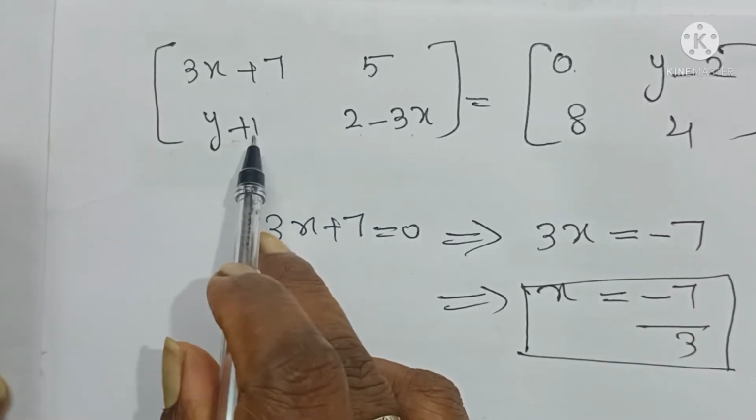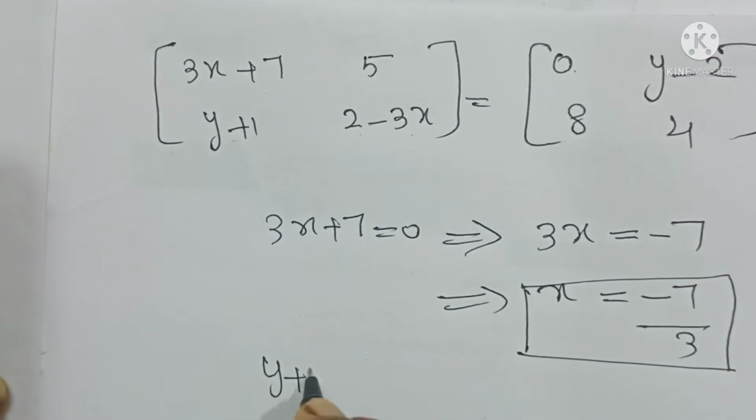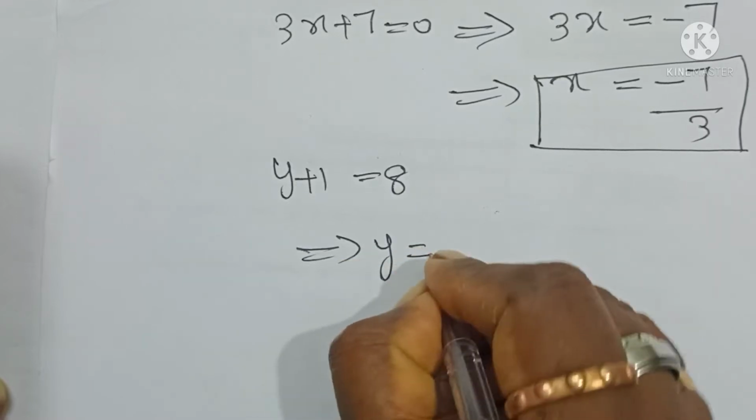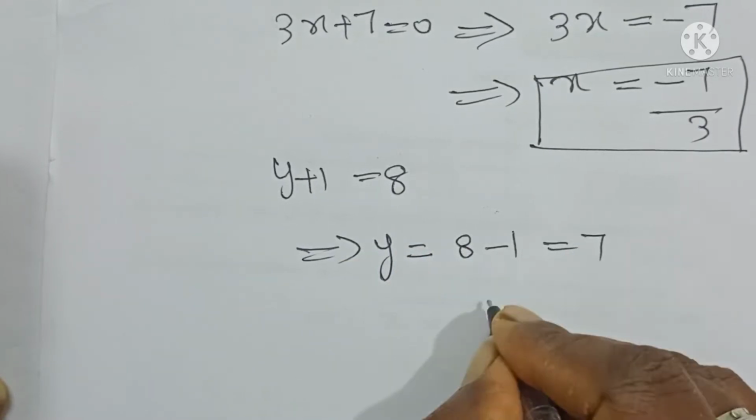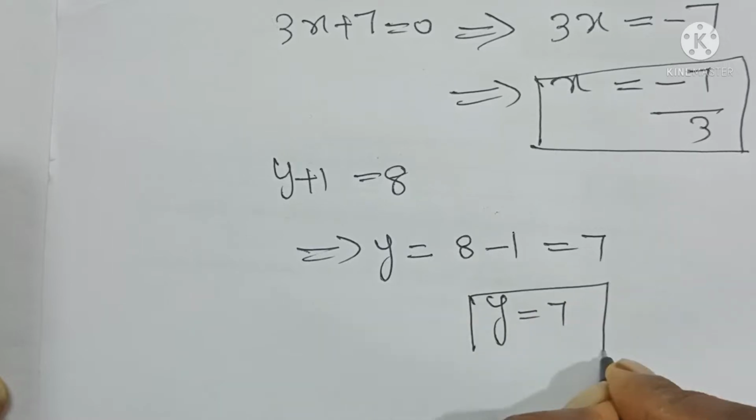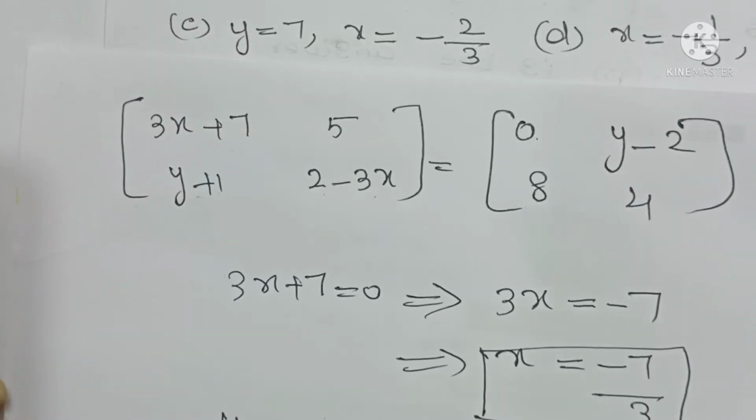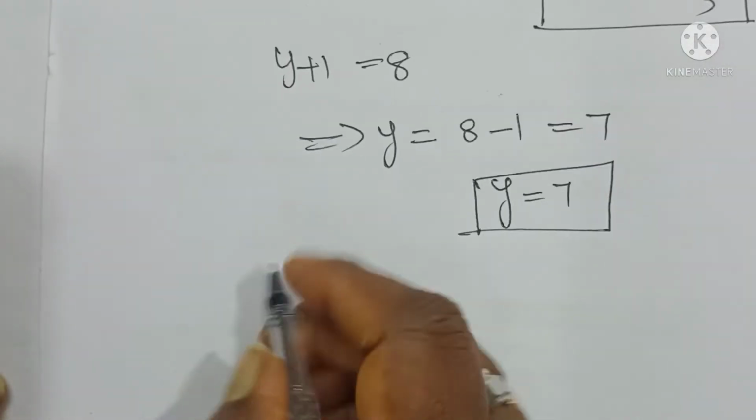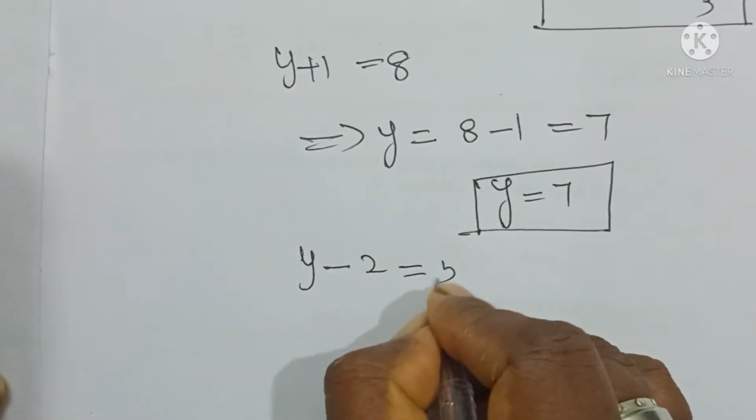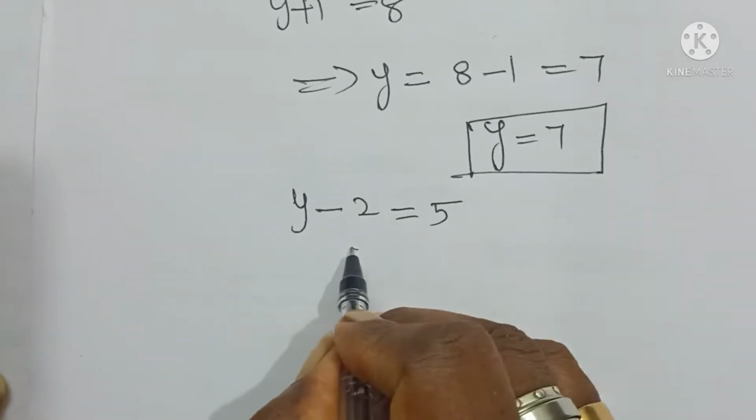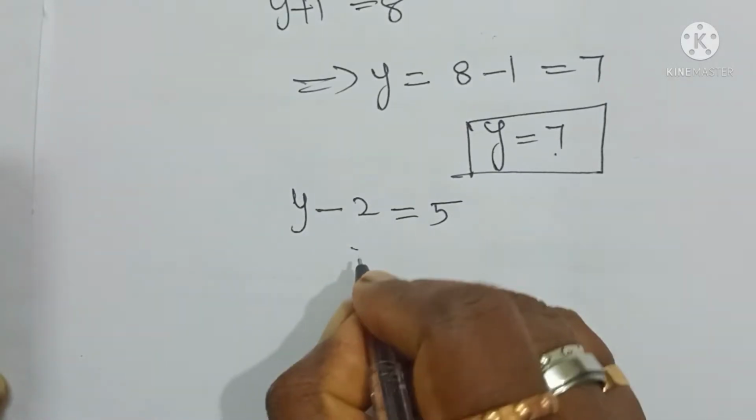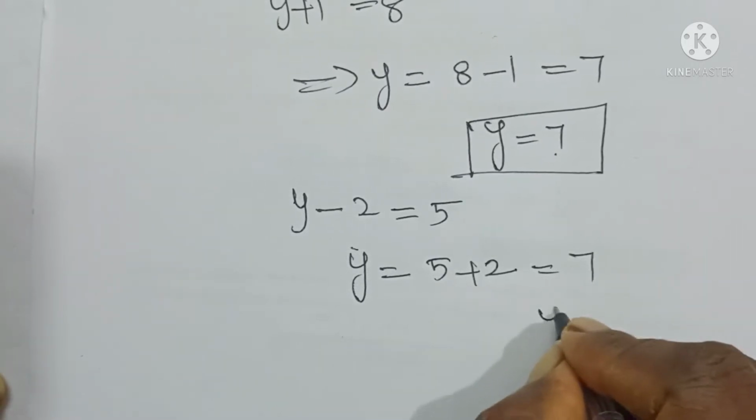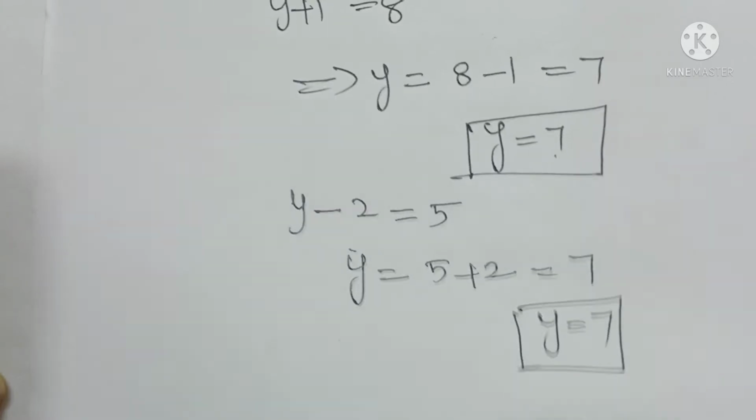Then you take this one, y plus 1 is equal to 8. This implies y is equal to 8 minus 1, which is equal to 7. So what is the value of y? 7. Let's check this also. y minus 2 is equal to 5. We have to check whether this value and this value are the same or not. So y is equal to 5 plus 2, which is equal to 7. So the same value here also.